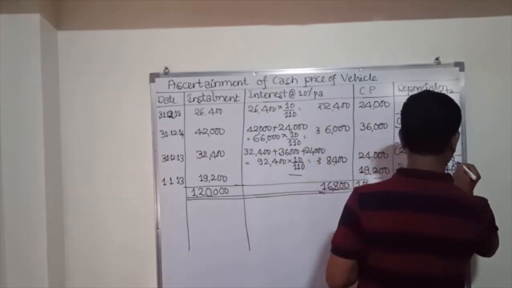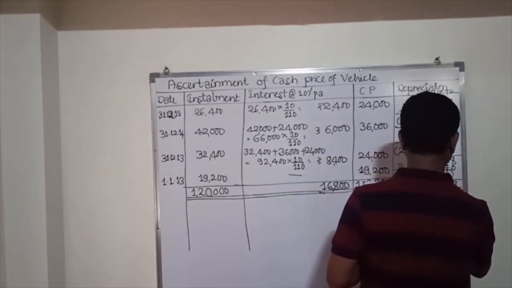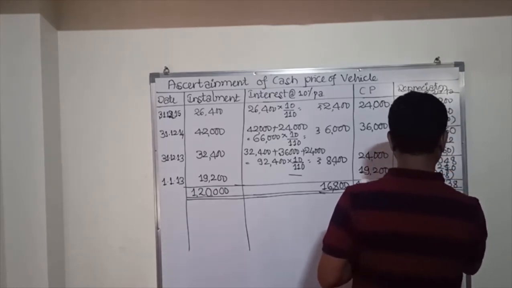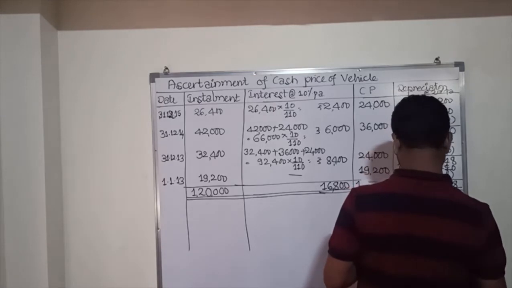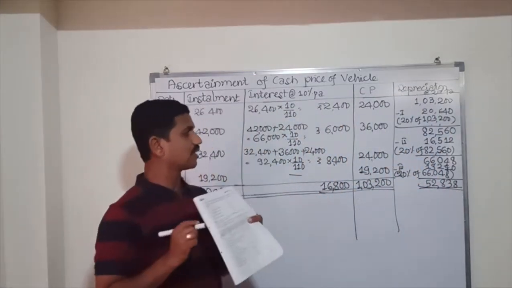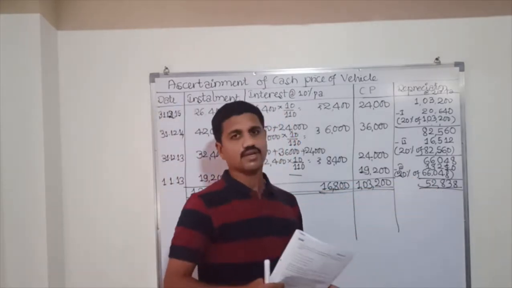So they find the difference here. 8 minus 0 is 8, 4 minus 1 is 3, 10 minus 2 is 8, carry 1, 6 minus 4 is 2. So 52,838 is what we are going to write here. This is the outstanding balance of the asset at the end of the third year.